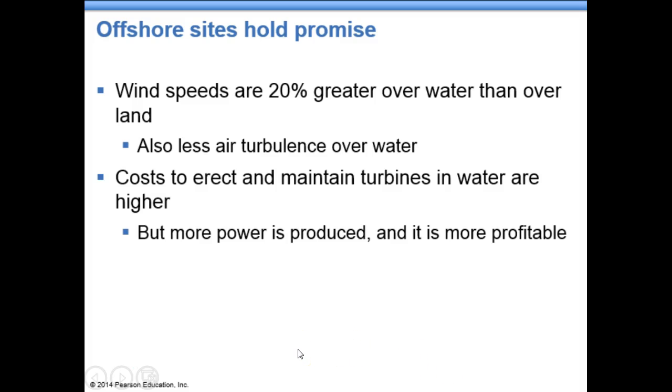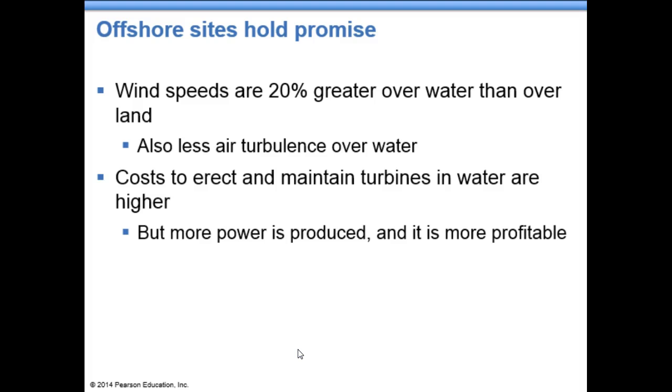So, considering where's the best place to get wind energy, one of the places they're looking at is offshore sites, because wind speeds on average are 20% greater over water than they are on land, and the air is less turbulent over the water. This is making offshore wind turbines more popular. The cost to erect and maintain turbines over water is a little bit higher, but because of the stronger, less turbulent winds, you're getting more energy and making offshore wind potentially more profitable.